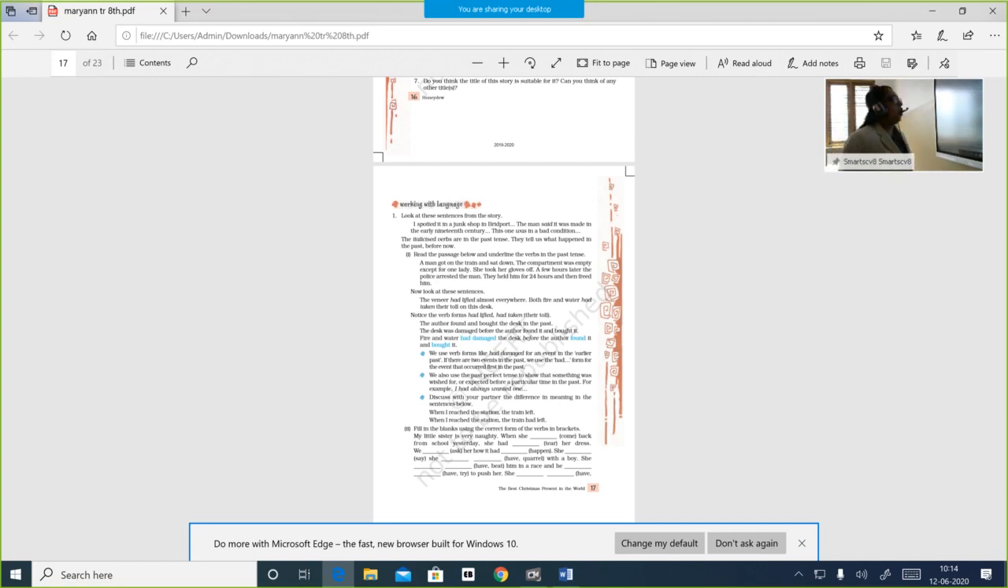Underline spotted in your textbook. Now, next sentence. The man said. The root word is say. In the past tense it becomes said. The man said it was made in the early 19th century. And in the first sentence, the root word is spot. Spot becomes past tense, spotted. And say becomes past tense, said.